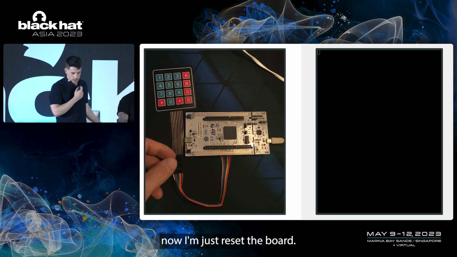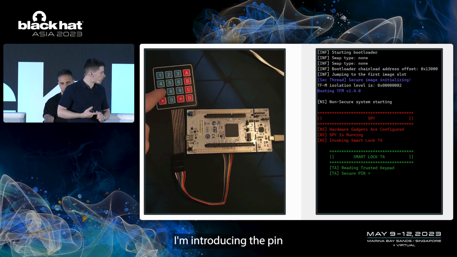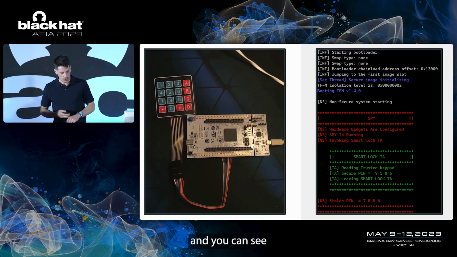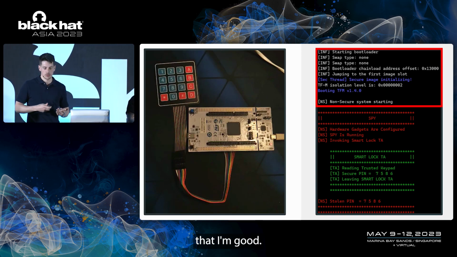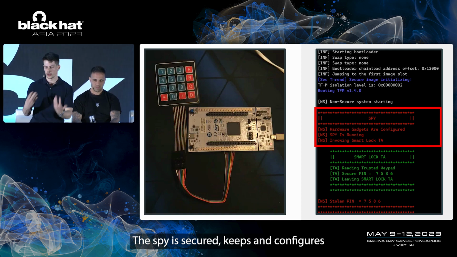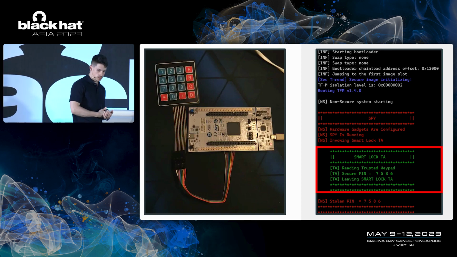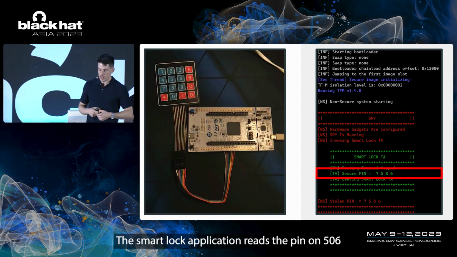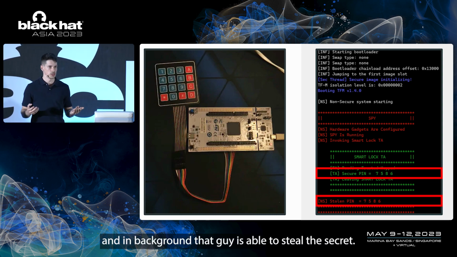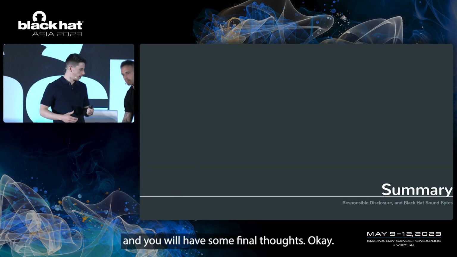So now I'm just resetting the board. I'm introducing the pin now, and you can see that the TFM boots, the spy executes, and configures all the hardware gadgets, and invokes the smart lock application. The smart lock application reads the pin 7506, and in the background, the hardware gadgets are able to steal the secret. So I will hand the presentation back to Sandro, and he will have some final thoughts.